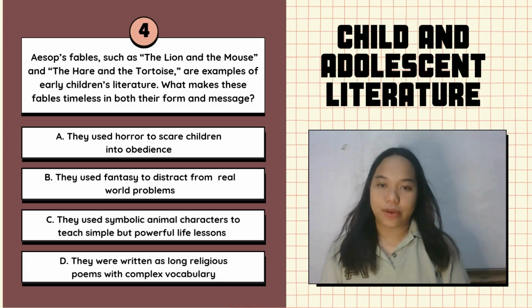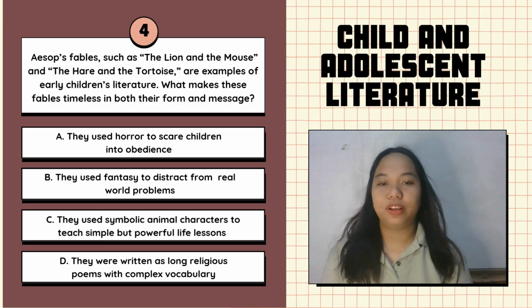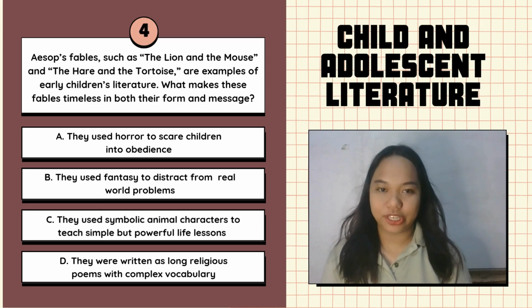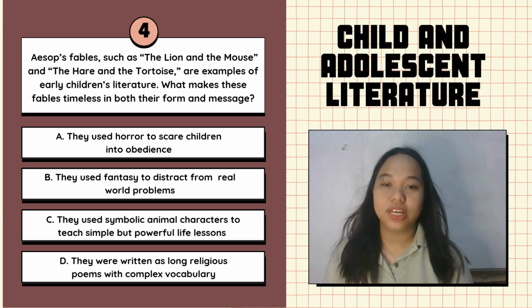Alright, so for our fourth question, Aesop's fables such as the lion and the mouse, the hare and the tortoise are examples of early children's literature. What makes these fables timeless in both their form and message? Letter A, they use horror to scare children into obedience. Letter B, they use fantasy to distract from real-world problems. Letter C, they use symbolic animal characters to teach simple but powerful life lessons. And letter D, they were written as long religious poems with complex vocabulary.